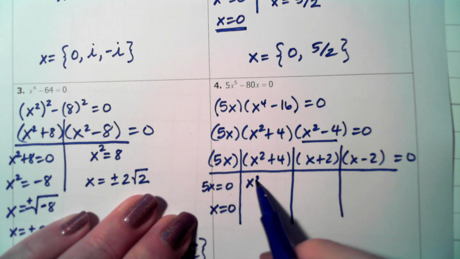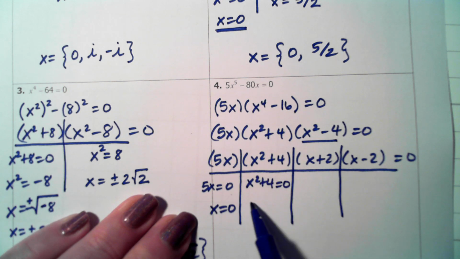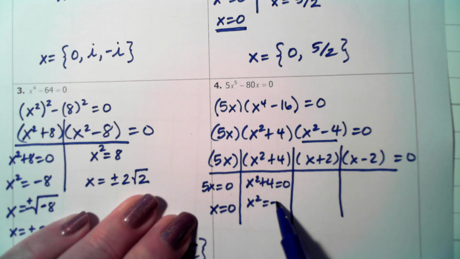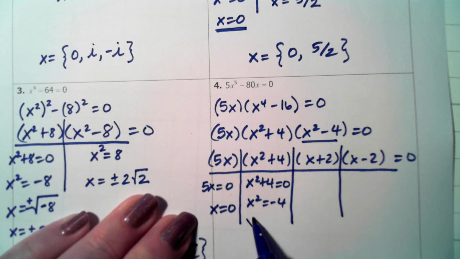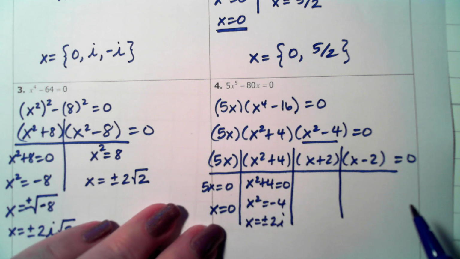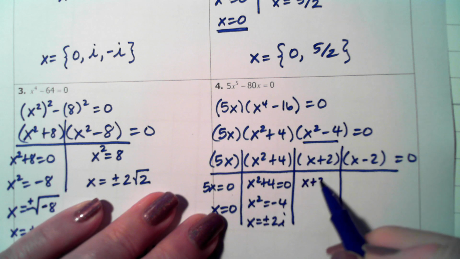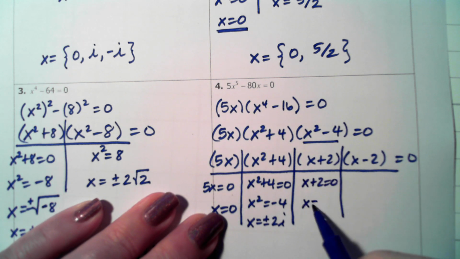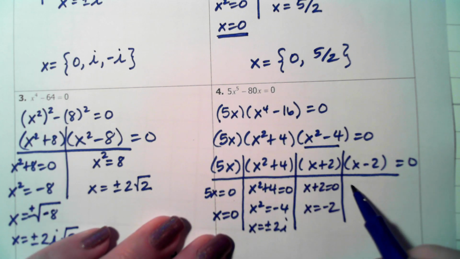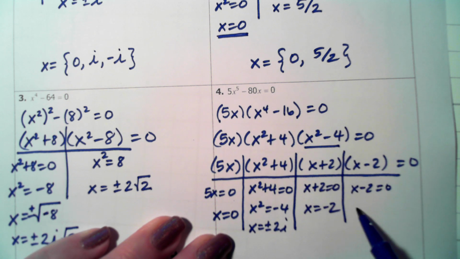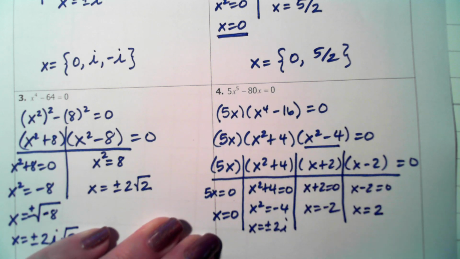Here I've got x squared plus 4 equals 0. x squared equals negative 4. Taking the square root of both sides, I get that x is equal to plus or minus 2i, because the square root of negative 4 is plus or minus 2i. Then we're going to set x plus 2 equal to 0, and we get that x equals negative 2. And we set x minus 2 equal to 0, and we get that x equals positive 2.